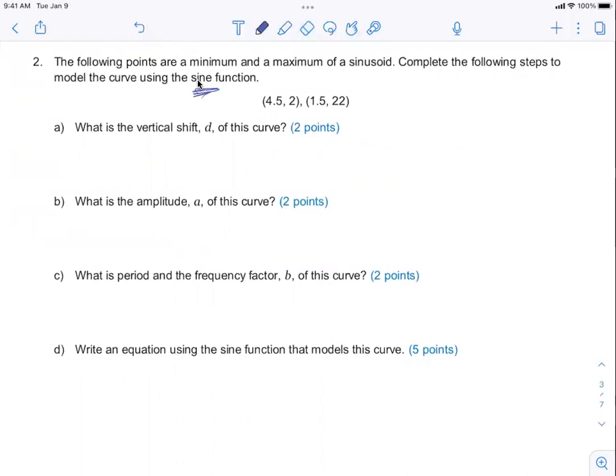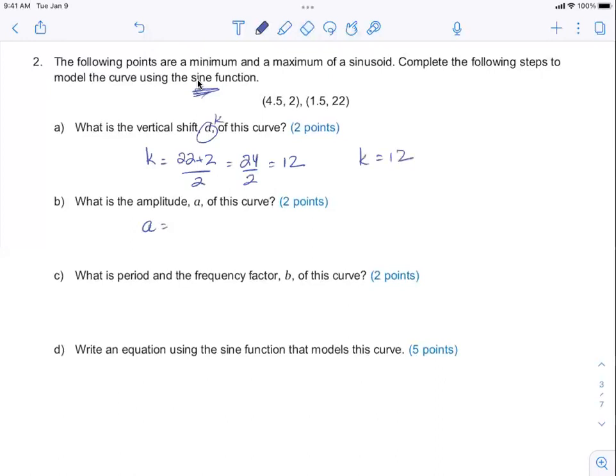I don't know why they put a D here. I'm thinking that should be a K. Anyway, K is equal to your 2 y values added divided by 2. So this is 24 over 2, which is 12. So k equals 12. What is the amplitude of this curve?